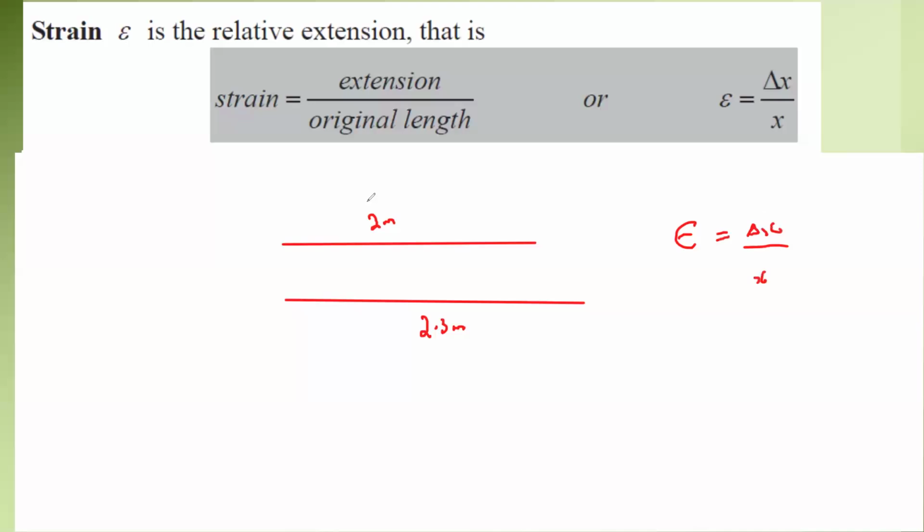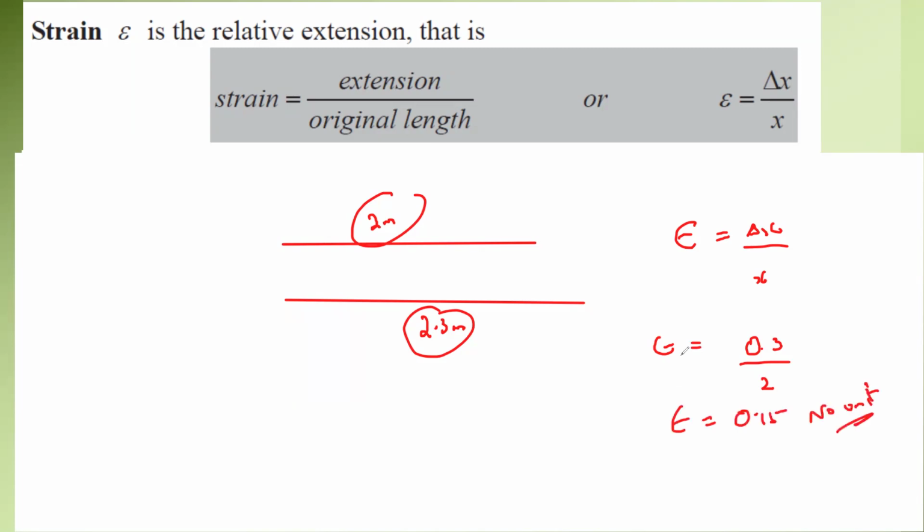What is the change in length? Originally it was 2 and now it's 2.3, so the change in the length is 0.3. The original length is 2. The ratio between the change in length and the original length is the strain. So the strain equals 0.15, but we don't write a unit. Why? Because it's a ratio, and a ratio does not have any unit.